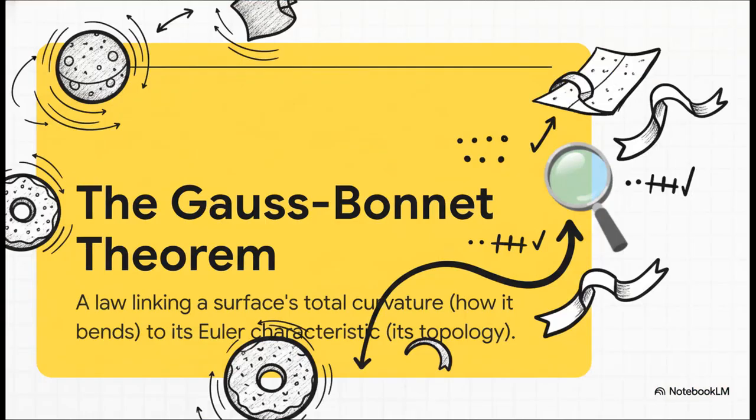And here it is, the big reveal. It's called the Gauss-Bonnet theorem. And honestly, it's one of the most beautiful ideas in all of mathematics. It says that if you add up all the curvature across an entire surface, every single bend, every single curve, the grand total is directly locked to its Euler characteristic. It's telling us that counting and bending are just two sides of the same coin.